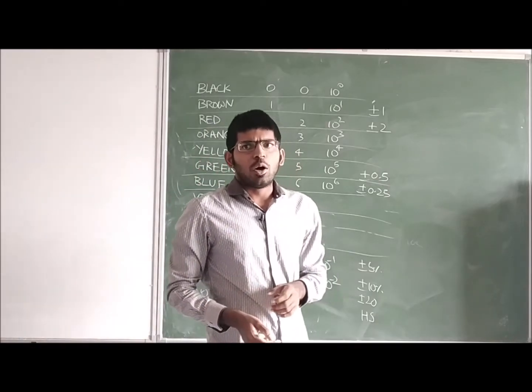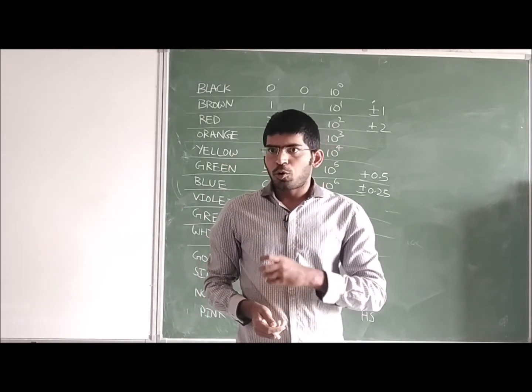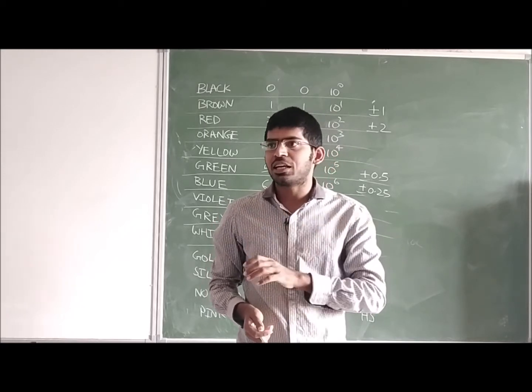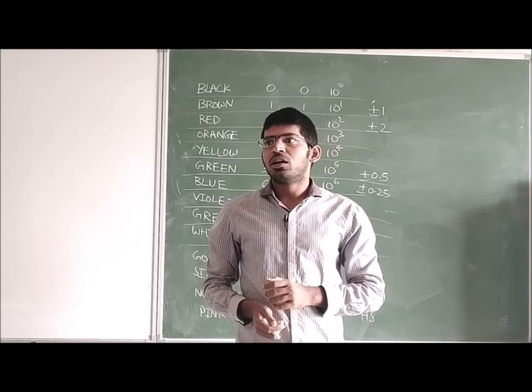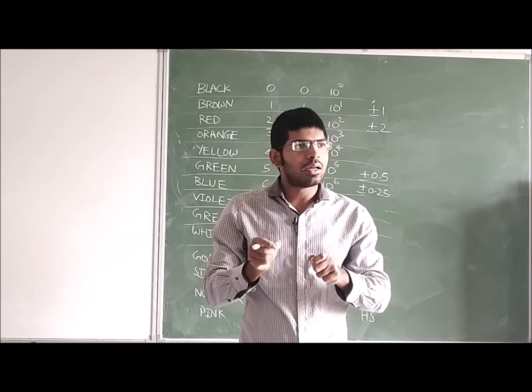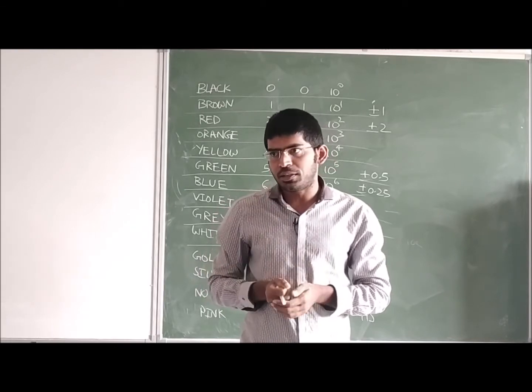So far, we have discussed what is resistance. The property of a material which opposes the flow of current is called resistance. According to Ohm's law, resistance is equal to V by I, the ratio of voltage applied to a material and current flowing through that material.